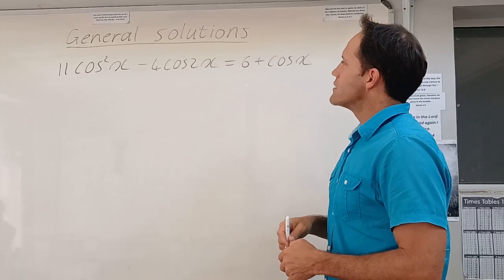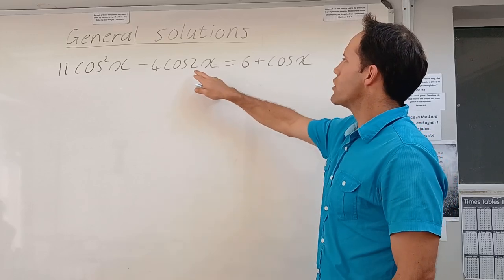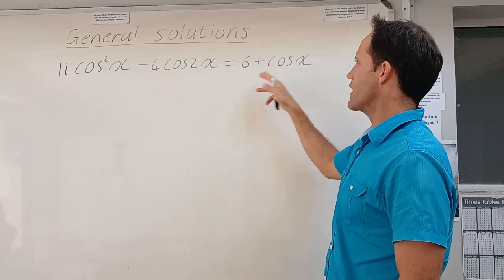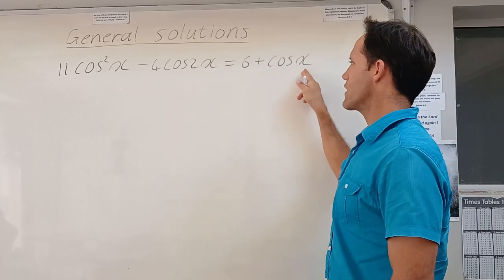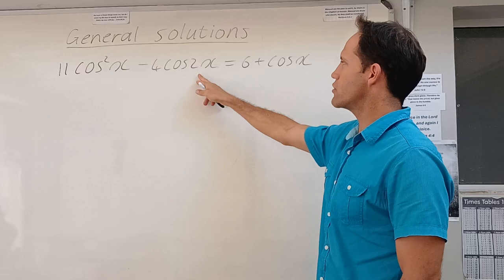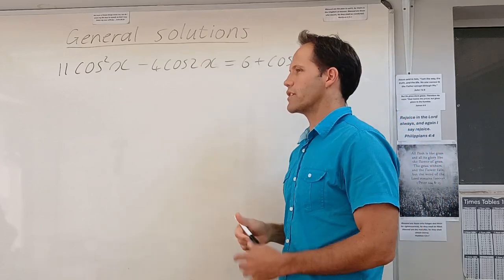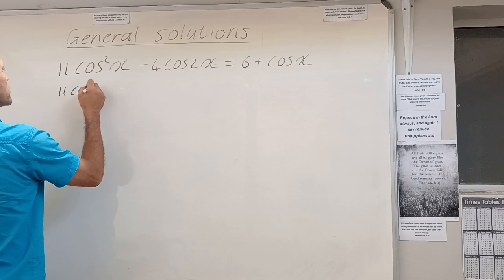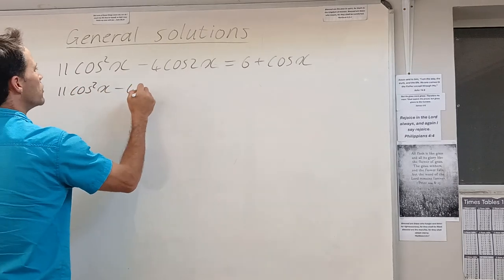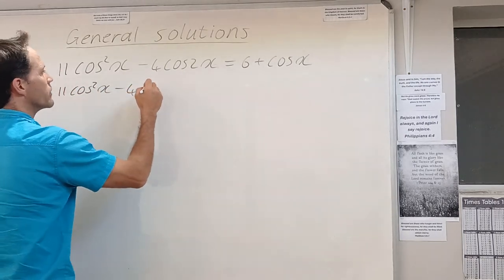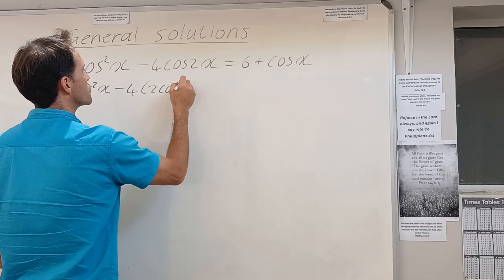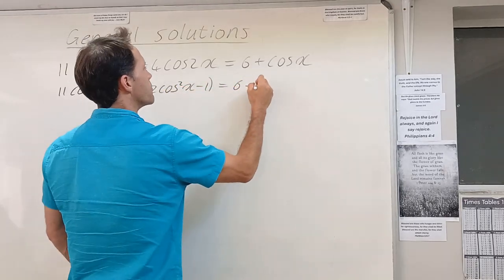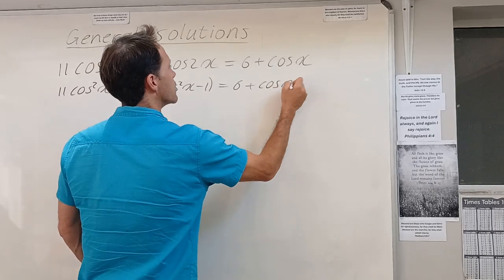Okay? So it's not going to help you to make this one sine square, cos square minus sine square, because there's no sine x anywhere. There's just a cos x. So we want to change the cos 2x to 2 cos square x minus 1. So we're going to say 11 cos square x minus 4, and then we change the cos 2x to 2 cos square x minus 1, equal to 6 plus cos x.